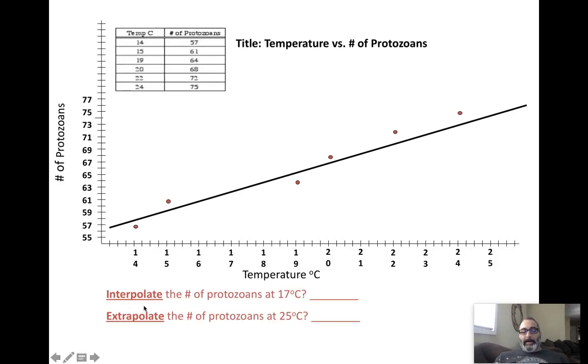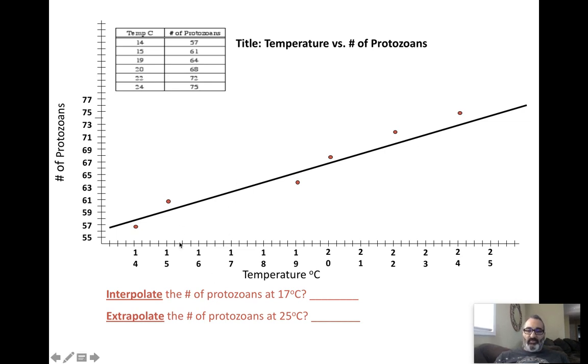So interpolate means estimate. Give me an estimation of what would happen between two of your data points. So for example, here, 17 is right there. That's between data point 15 and data point 19. I don't have data for 17 degrees Celsius, but I want to know what would probably happen if I did have data for 17 degrees Celsius.